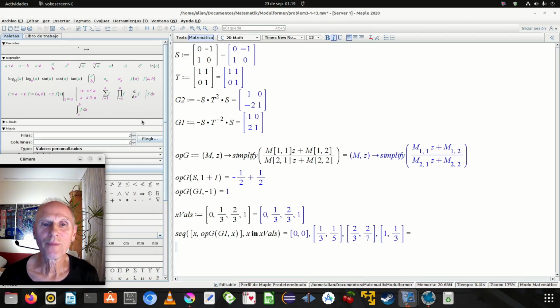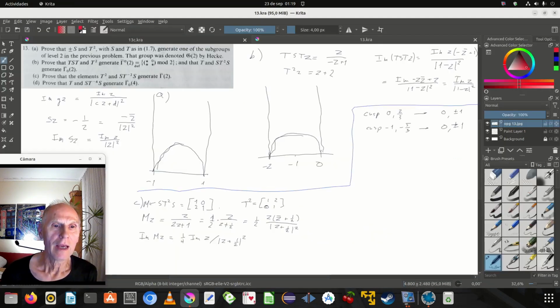Hello, gentlemen. I couldn't sleep. It's 1 o'clock in the night. Then I wondered what I should do, and then I got the idea to work a little on this problem. Problem 13C, and hoped I would be able to solve it.